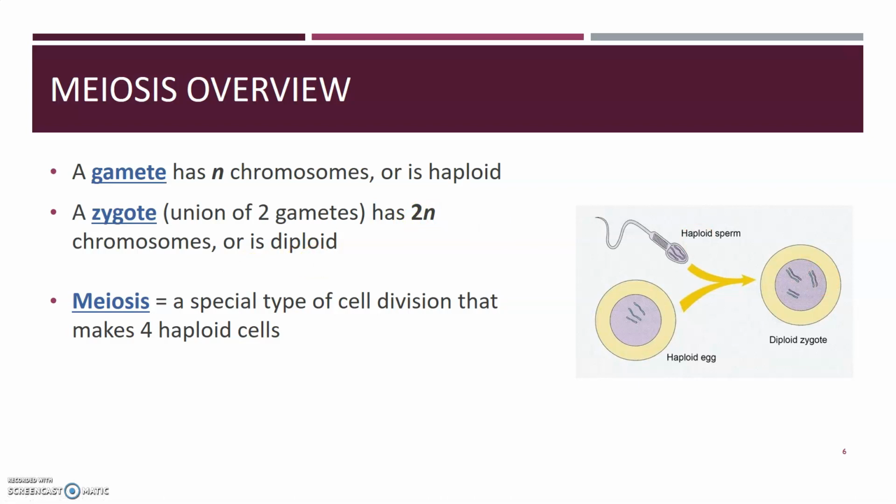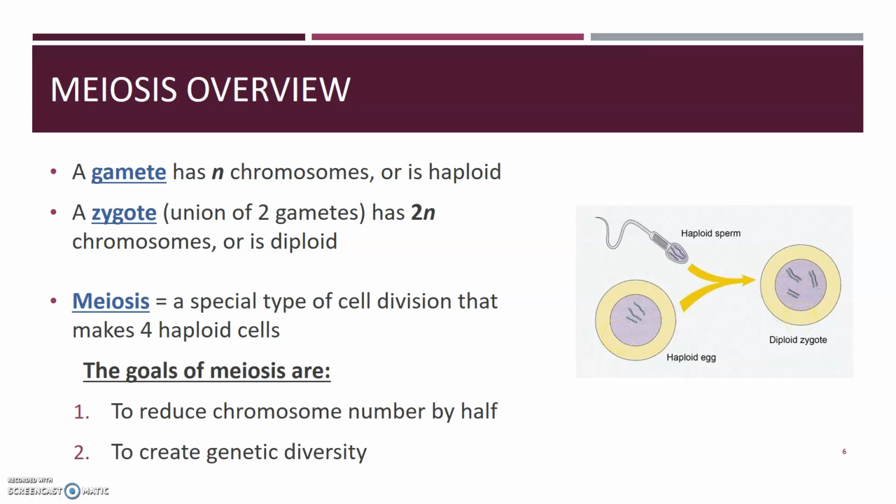Meiosis is a special type of cell division that basically generates these haploid cells that can ultimately come together to form new organisms. And so the goals of meiosis are to reduce the number of chromosomes in half, as well as to create genetic diversity. And we're going to talk about how meiosis achieves these goals and why they're important in the next part of the lecture.